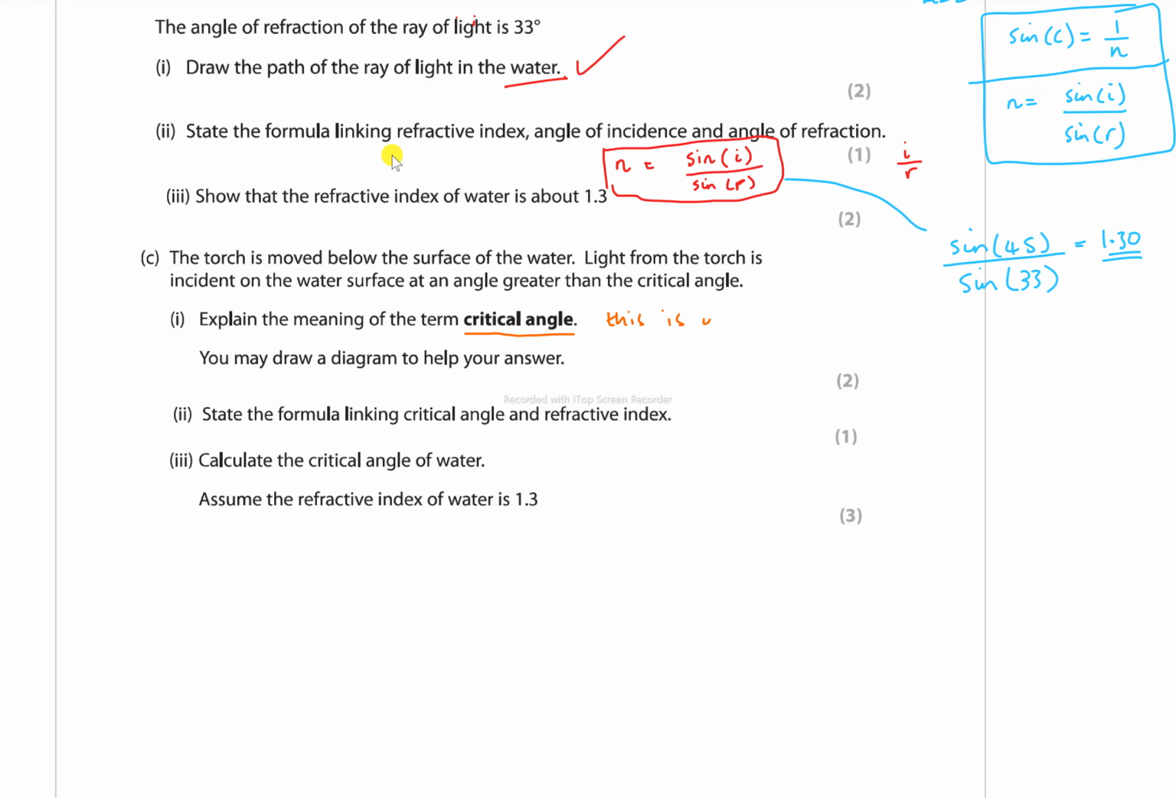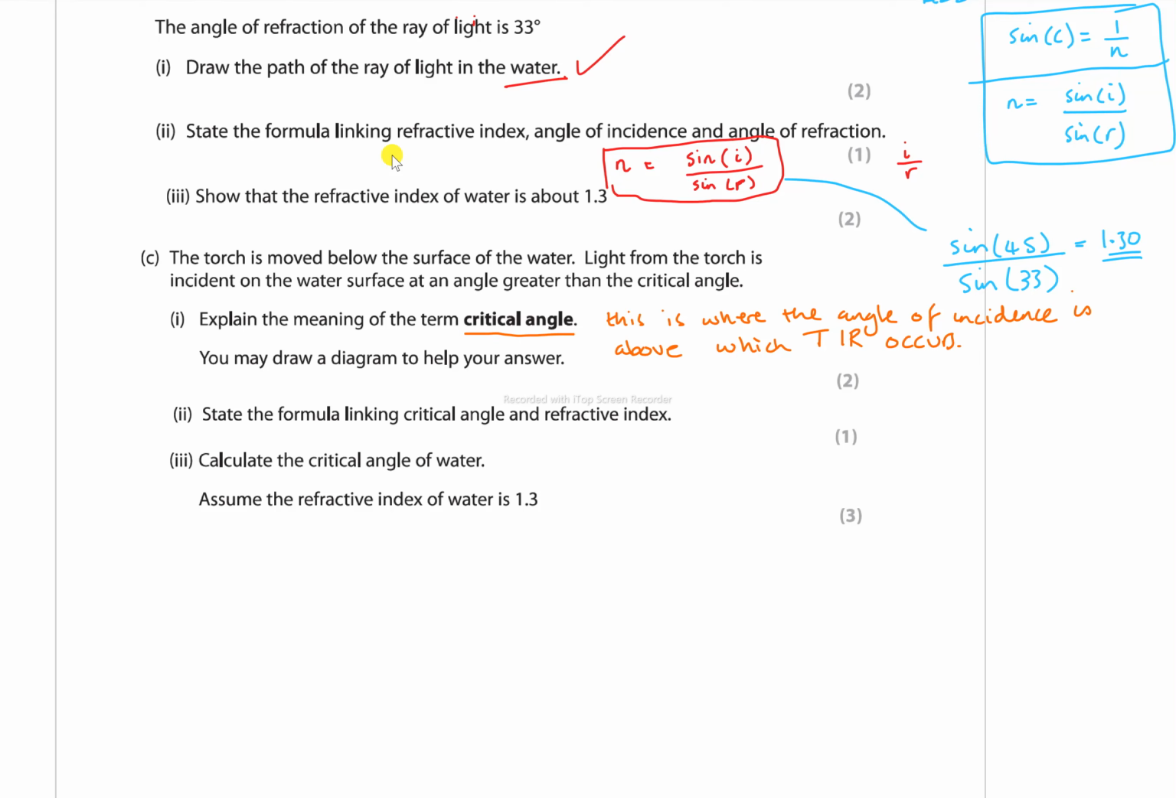This is where the angle of incidence is the angle of incidence above which total internal reflection occurs.